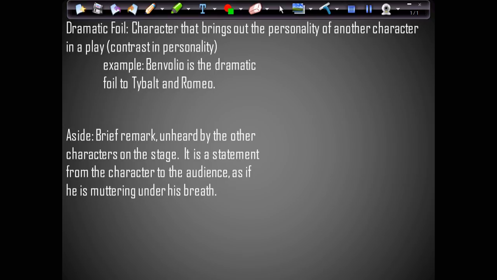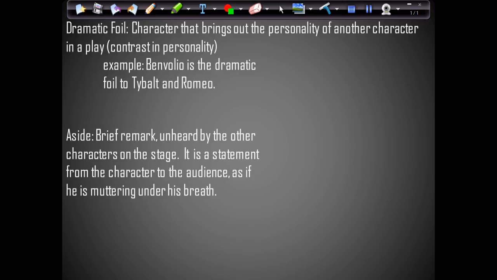Next, we have a dramatic foil. That's a character that brings out the personality of another character in a play. They actually contrast that person. They're the opposite. So an example, Benvolio is the dramatic foil to Tybalt and to Romeo. Benvolio was the peaceful one. He did not want to fight, whereas Tybalt was always looking for a fight.